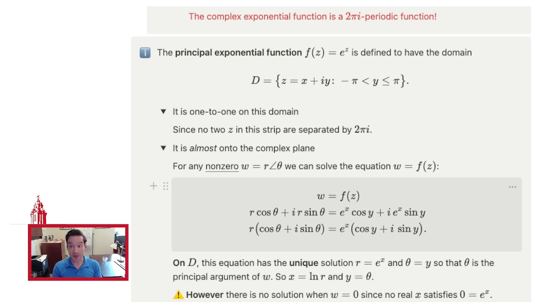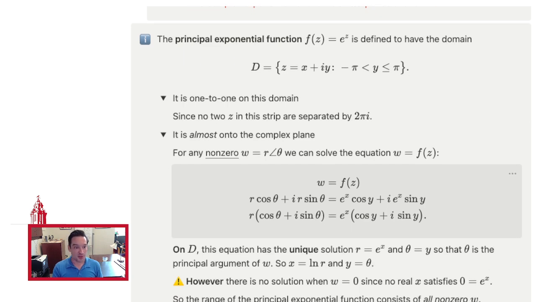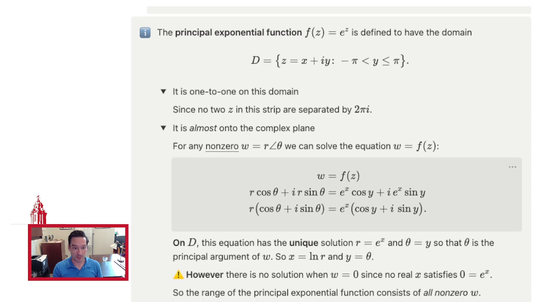R would have to be 0. But we cannot solve 0 equals e to the x for a real number x, because there is no real x for which e to the x is equal to 0. E to the x is always a strictly positive quantity for any real number x. So the principal exponential function is almost onto the entire complex plane. In fact, its range is all non-zero complex numbers. So it's the complex plane punctured at the origin.